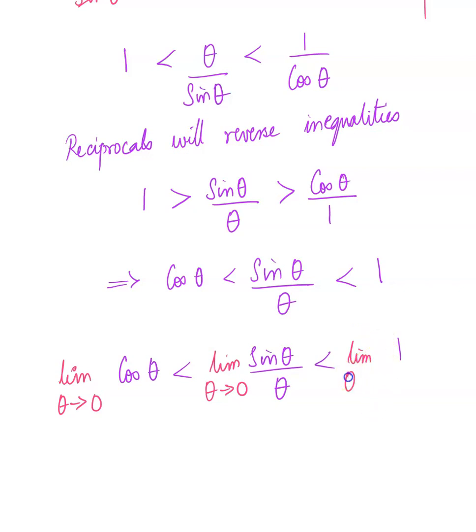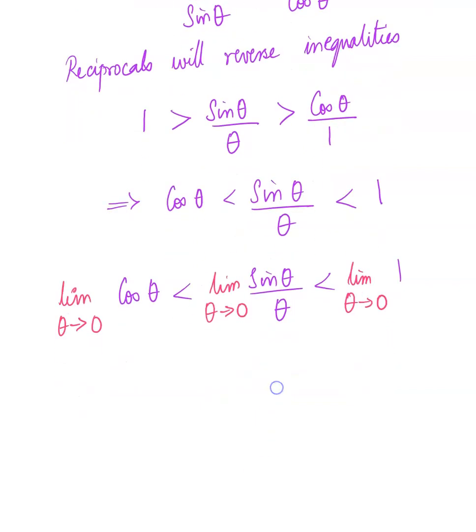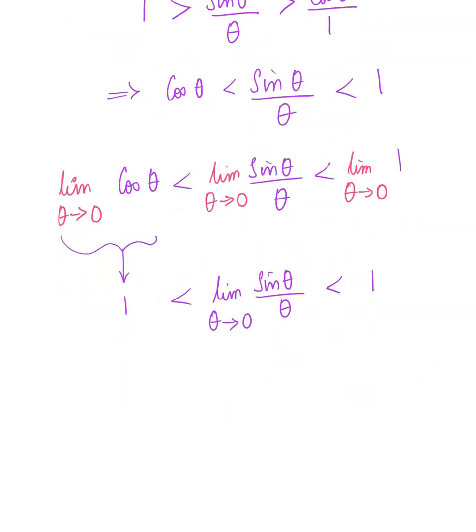Limit theta approaches 0. So when I apply this on all three parts, the limit of cosine theta as theta approaches 0 comes out to be 1, right? When you plug in 0 for theta, cosine 0 is 1, less than the limit of sine theta over theta as theta approaches 0, which is less than, again, this is a constant, so it comes back as 1. So if you're squeezed between two 1s, then the middle one that is in between them should also be equal to 1.